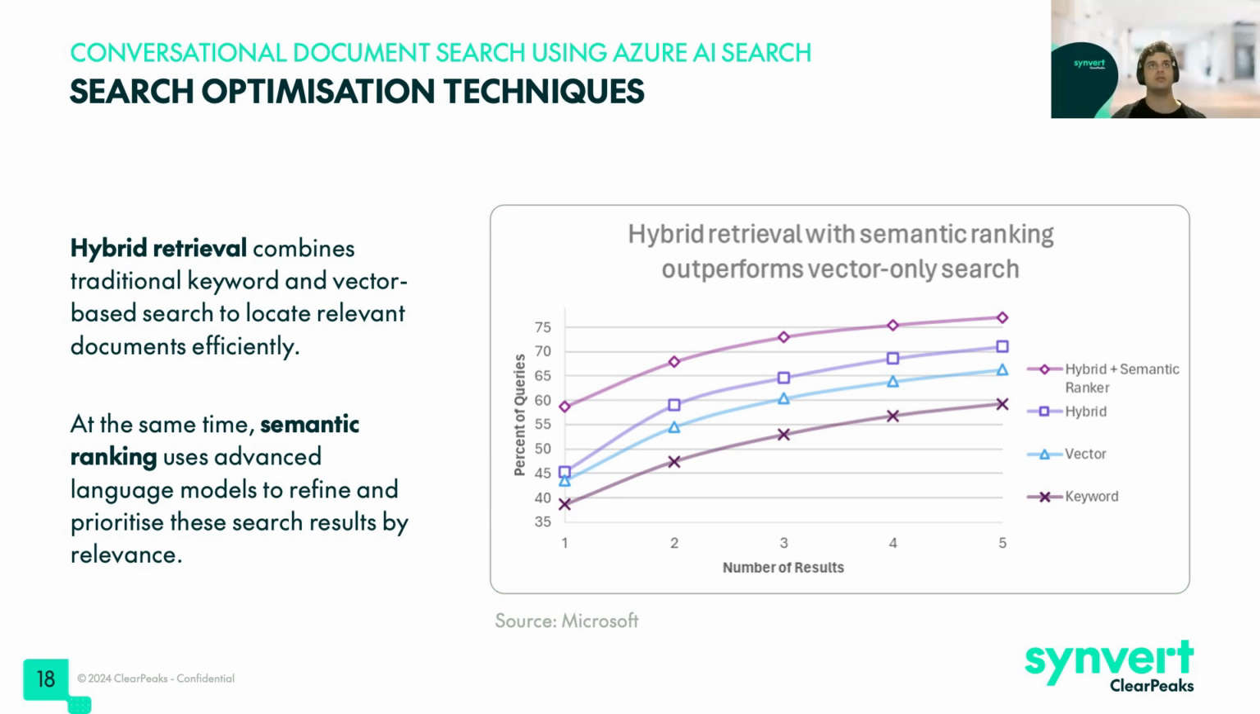So for Observation Deck, we decided to go for a hybrid retrieval, which combines keyword and vector-based search to locate relevant documents efficiently. This is because not only are we interested in specific keywords like places and people, but we're also interested in the semantics and the meaning behind the words of the query and the documents. At the same time, we use semantic ranking in order to use advanced language models to refine and prioritize the search results by relevance, and perform the semantic re-ranking in order to emphasize the ranking section even further. Here on the right, as you can see, there is a graphic that is designed to show the number of accurate results by a percentage of queries. This is provided by Microsoft. And as you can see, the hybrid and semantic ranker is the one that constantly outperforms the rest of the methods.